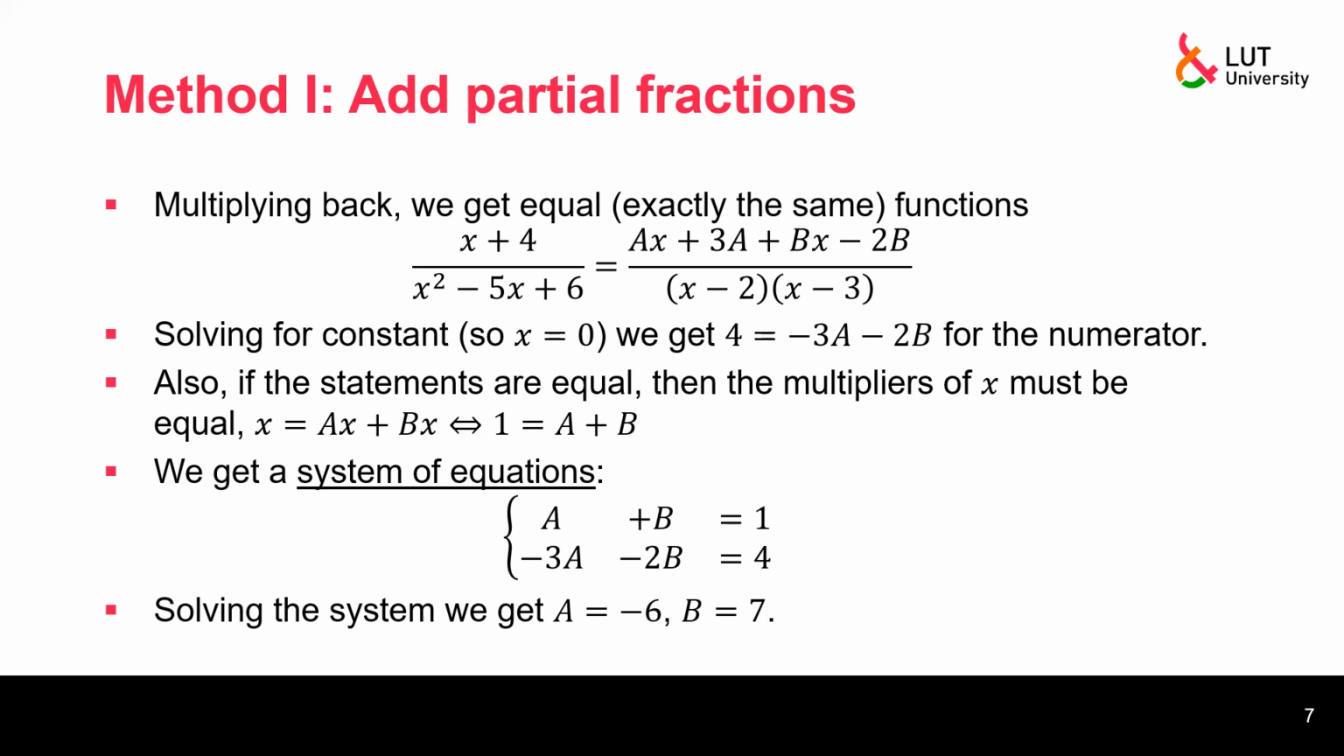Anyway, here we can see that the denominators are the same, and for these two functions to be equal, the numerators must also be the same. And for the numerators to be the same, the constant of that numerator function must be the same. So let's put in x equals 0. We get 4 must be 3a minus 2b.